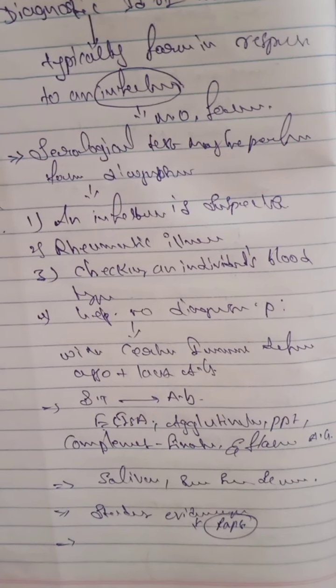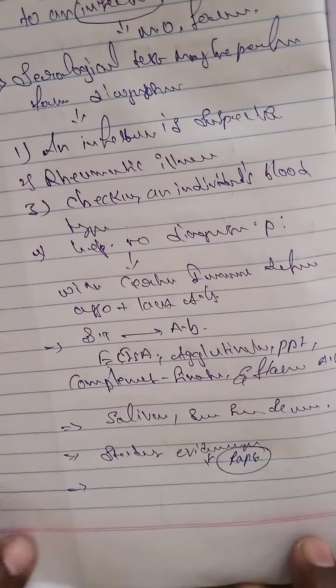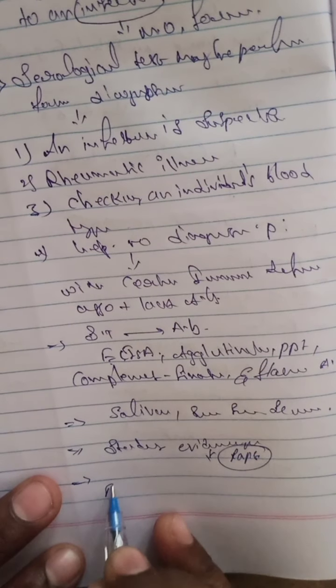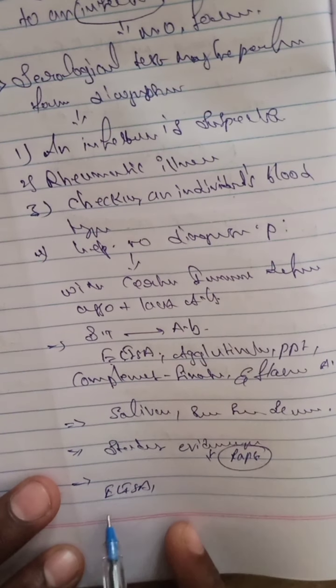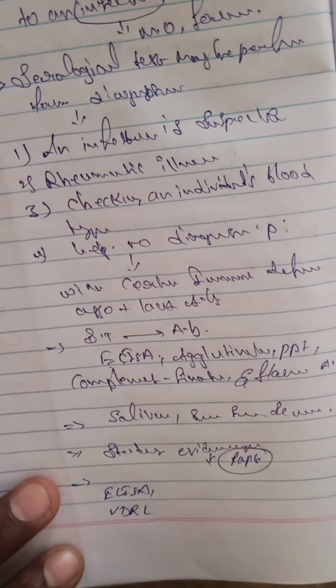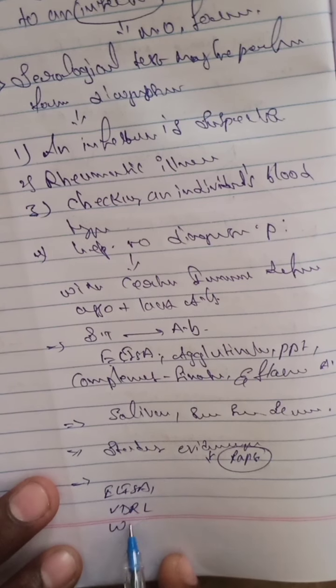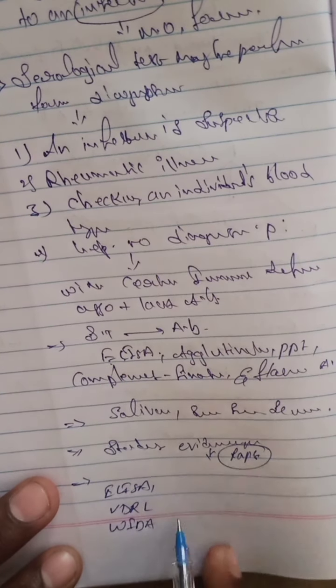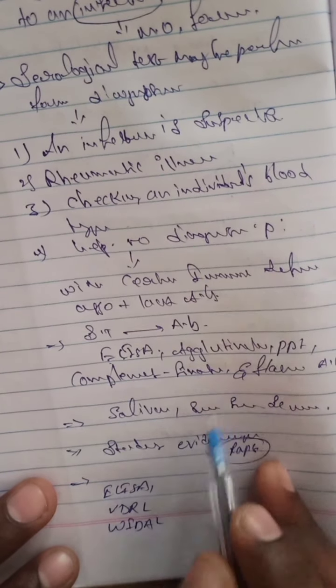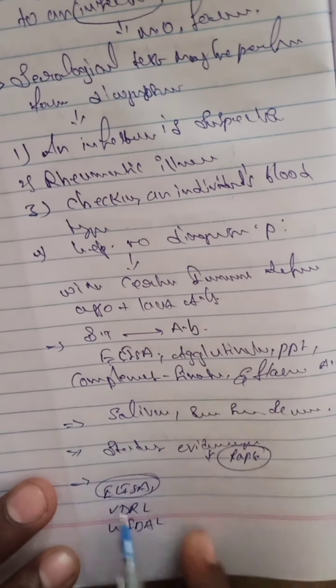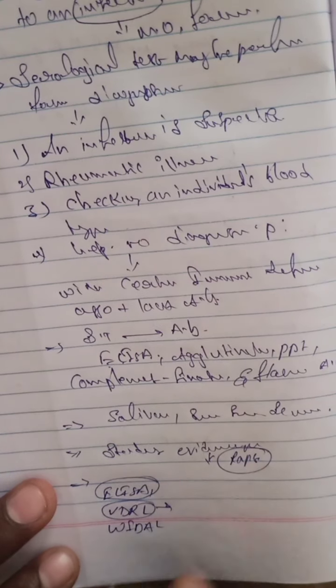In the serological and immunological techniques, the first one is the ELISA test, and the next ones are the VDRL test and the Widal test. ELISA is covered in our group video. Now we discuss the VDRL.